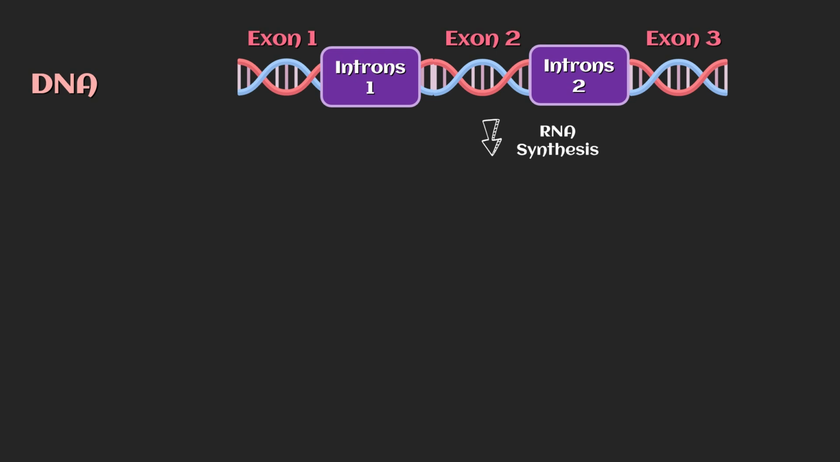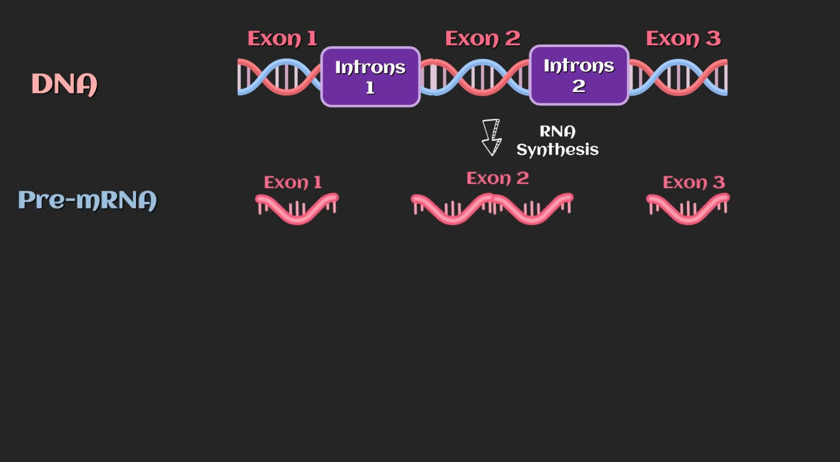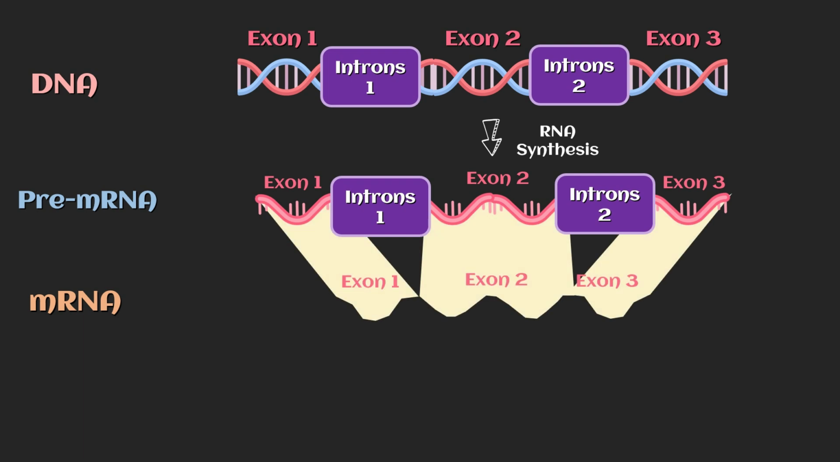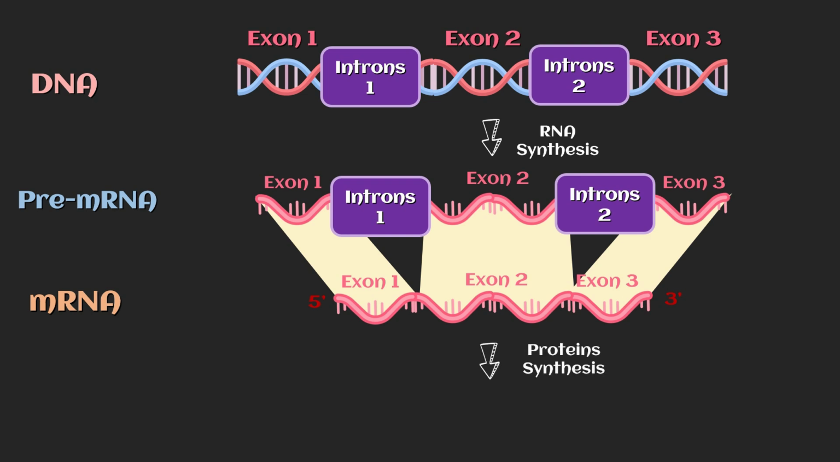Interrupted genes are expressed via a precursor RNA, having both exons and introns. Introns are removed when the exons are spliced together. The mature messenger RNA has only the sequences of the exons. Introns are the intervening sequences that are removed when the primary RNA transcript is processed to give the mature RNA product. Then protein synthesis occurs.